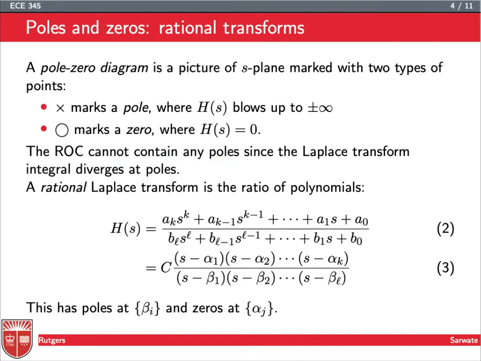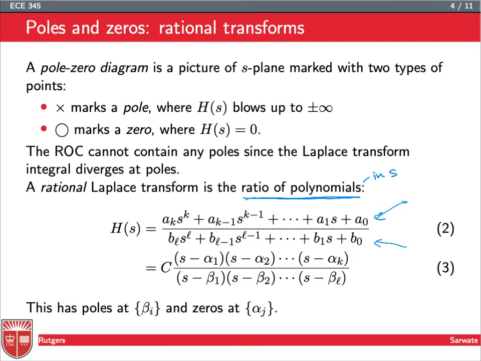We're going to be focusing a lot on rational Laplace transforms, and by a rational Laplace transform, we mean a ratio of polynomials in S. So we have something that looks like this. H of s is equal to, on the numerator, some degree k polynomial in S with coefficients a0 to ak. And on the denominator, we have the same thing with b0 to bl, a degree L polynomial.